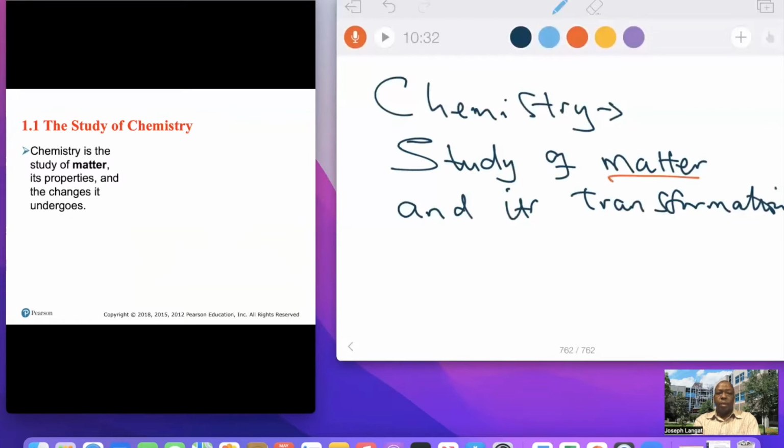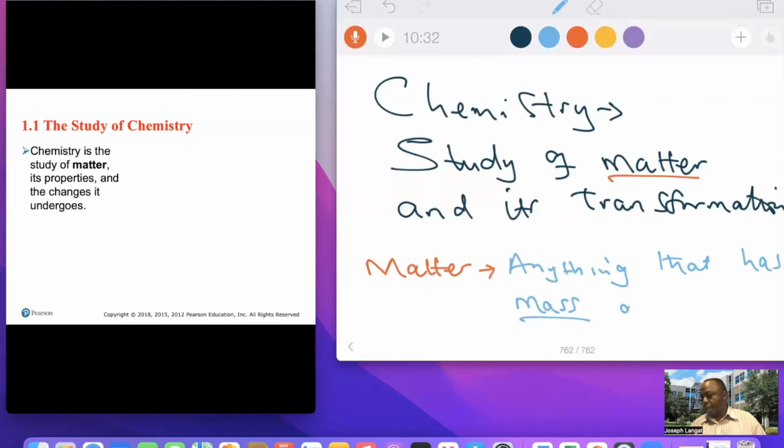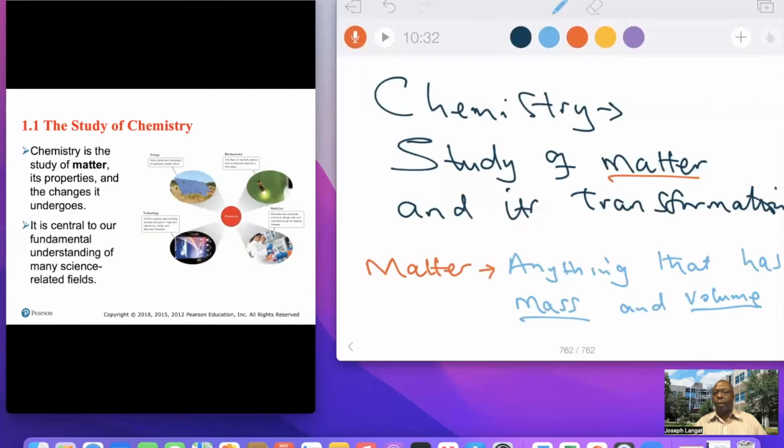In this case, matter is anything you can think of, the text, the pen, the eraser, so long as it has volume and has mass. Underline the word mass. Anything that has mass and volume, that means it occupies space, is what we call matter. Properties are simply the characteristic features used to describe matter. We'll look at it later on.